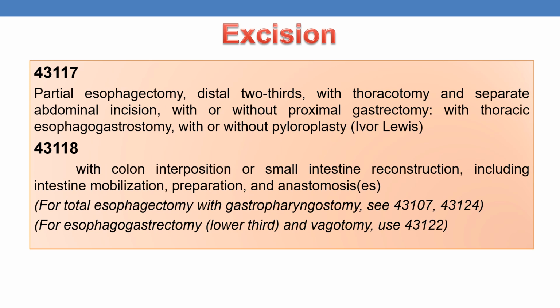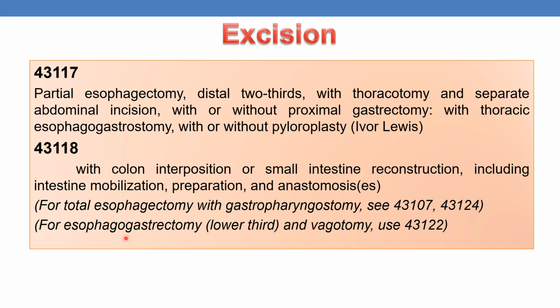The next CPT is 43117. It deals with partial esophagectomy, distal 2/3, with thoracotomy and separate abdominal incision with or without proximal gastrectomy, with thoracic esophagogastrostomy with or without pyloroplasty. The next is 43118. It deals with partial esophagectomy, distal 2/3 with thoracotomy and separate abdominal incision with colon interposition or small intestine reconstruction, including the intestinal mobilization, preparation, and anastomosis. These are partial esophagectomy CPTs. And for total esophagectomy with gastropharyngostomy, see 43107 and 43124.